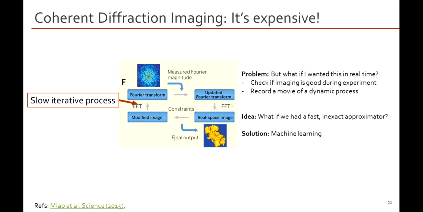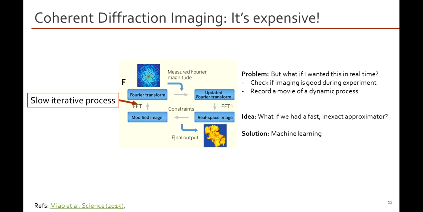That process is iterative. You have to repeat it many times, and each of those iterations is not particularly fast. So if you want to do this quickly to, say, check if your imaging conditions are good enough to give you a good image of that strain field without having to wait an hour for the image to develop, or you want to record a lot of data using this technique, like if you want to image a movie of a dynamic process, you really need something faster. And that's something we can, of course, recast into a machine learning problem.